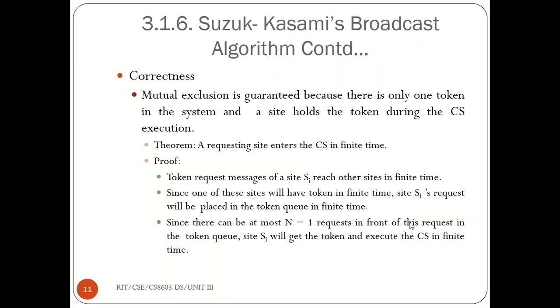Finally, mutual exclusion is guaranteed because there is only one token in the system and only one site holds the token at a time. The requesting site enters the critical section in finite time. Through the token request message, each other site is reached in finite time. Since one of the sites will hold the token in finite time, a site that requests will be granted the token in finite time.